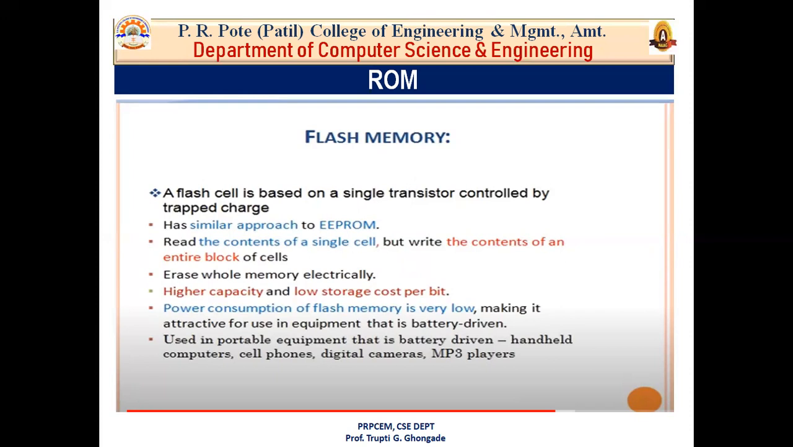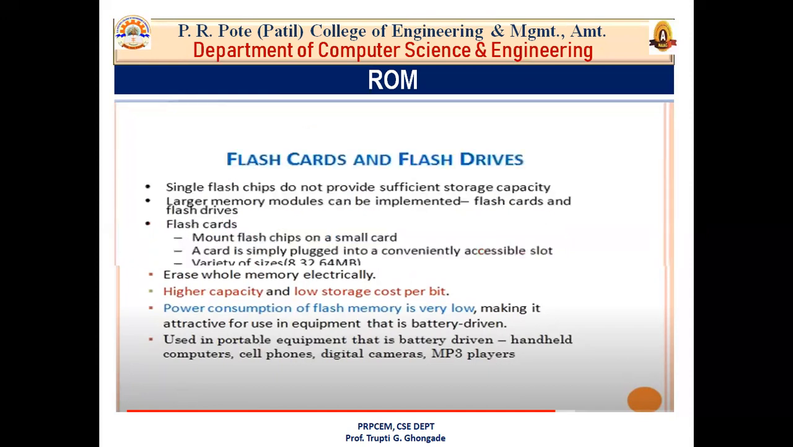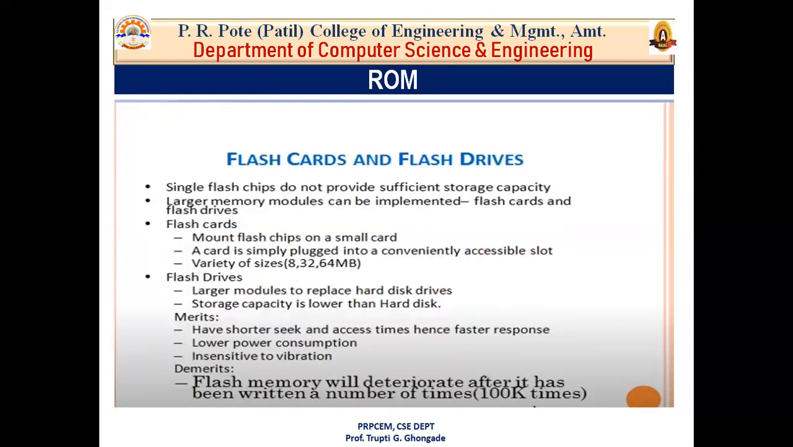Then the power consumption of flash memory is very low, making it attractive for equipment that is battery driven. So that's why it is used in handheld computers, cell phones, digital cameras, and MP3 players. These all use flash memory. Then a single flash chip does not provide sufficient storage capacity, so we can make larger memory modules by implementing flash cards and flash drives.